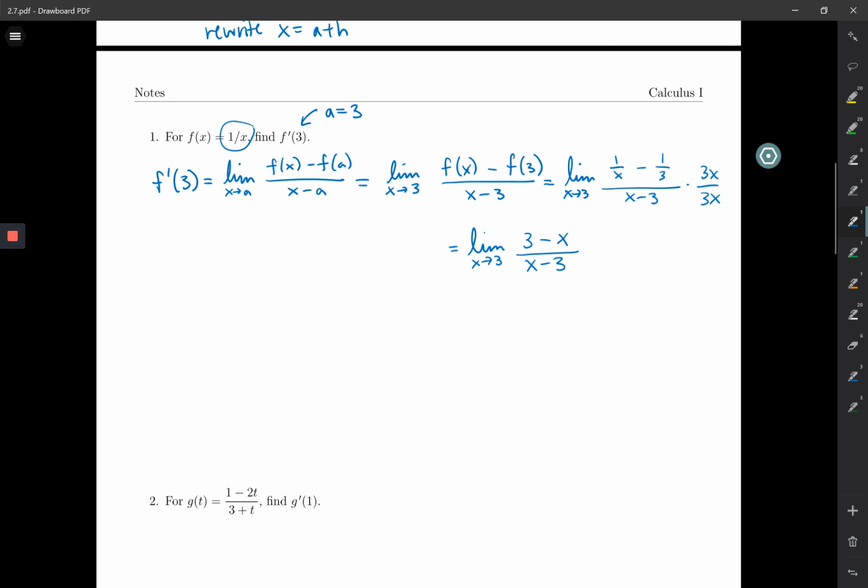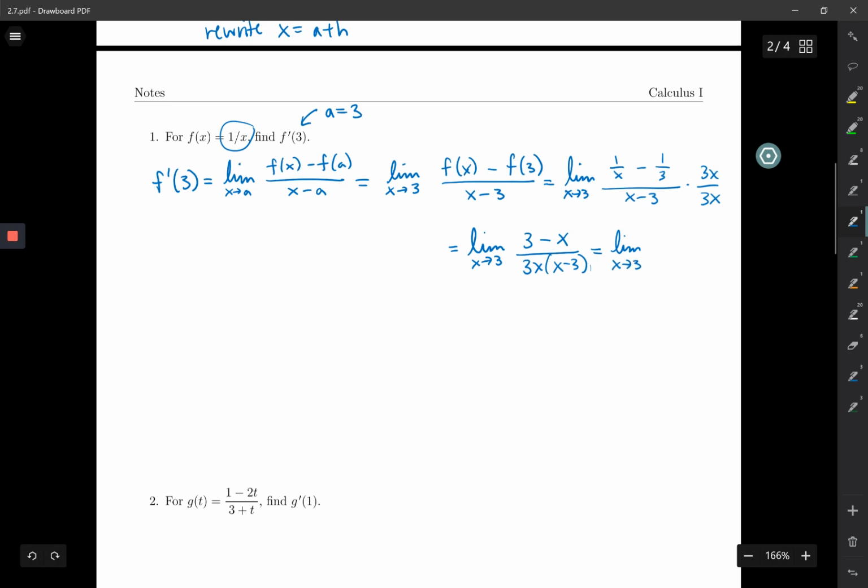There's something missing. Oh, the 3x. Okay, sorry. Oh, my eraser's not working. Okay, there we go. Okay, we have x minus 3 times 3x. So I have to multiply by the 3x in the denominator as well. So if I cancel this with the factor of x minus 3 in the denominator, I'll get negative 1.